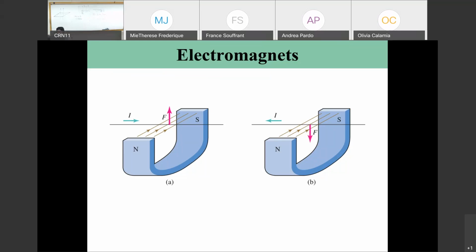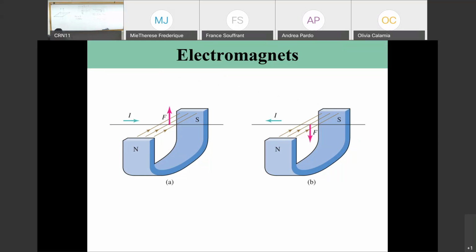Right? So you may want to put your hand in such a way that you can curl your fingers in the direction of those arrows here, these 3 arrows. You will see that your thumb will go upwards. Well, that's why the force is going up.